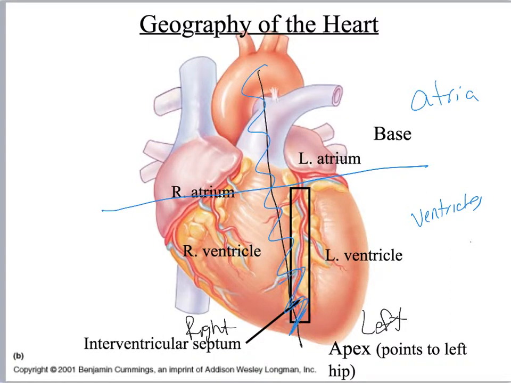So right here, you're dividing the right and left side. So you have right atrium, which is this section right here. You have right ventricle, which is that section, okay?